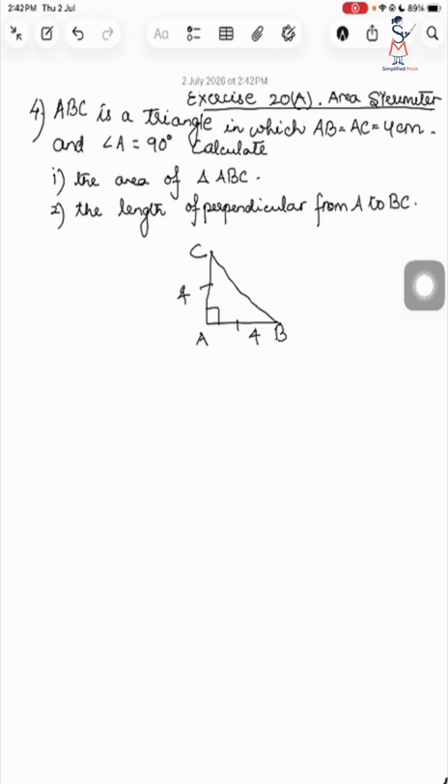Now for the area of the triangle, we know the formula for the area of the triangle: half into base into height. Now what is the base? The base is the side on which the 90 degrees is made. So AB is the base and the height is the perpendicular, that is AC.